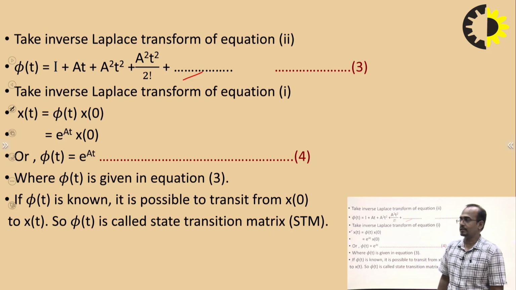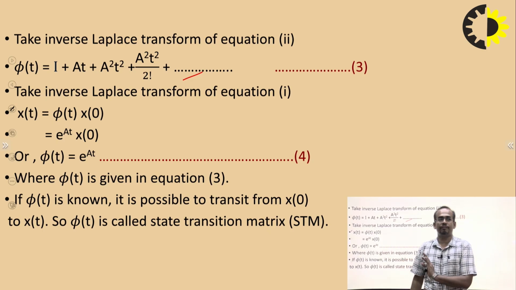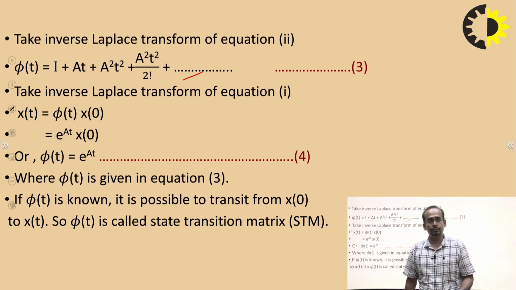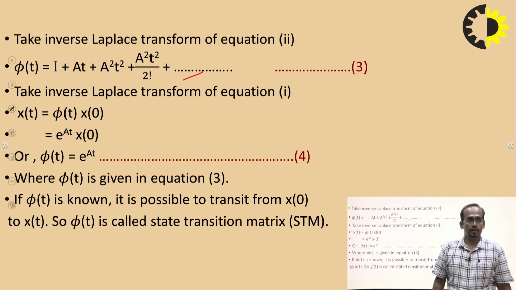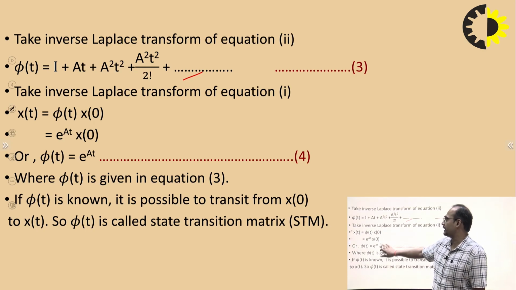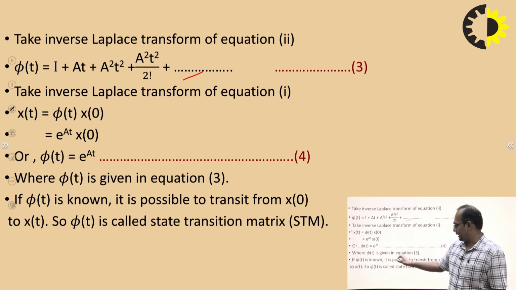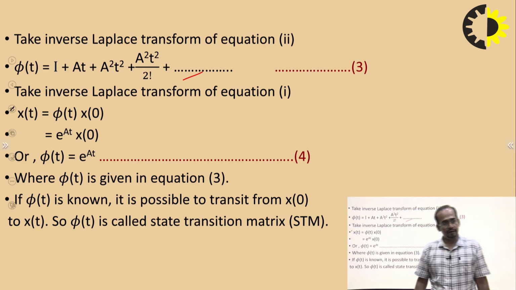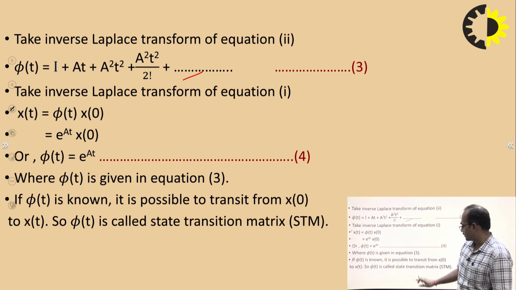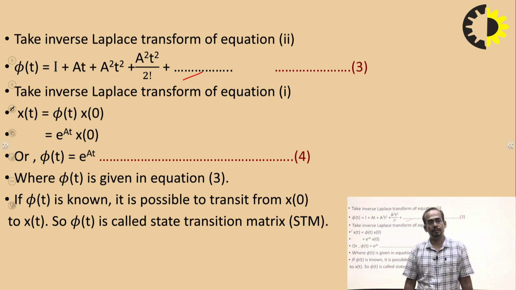e power x is equal to 1 plus x plus x square by factorial 2 plus x cube by factorial 3 and so on. So here phi(t) is nothing but e power At, where phi(t) is given by this equation 3. If phi(t) is known, it is possible to transit from x(0) to x(t). So phi(t) is called the state transition matrix.